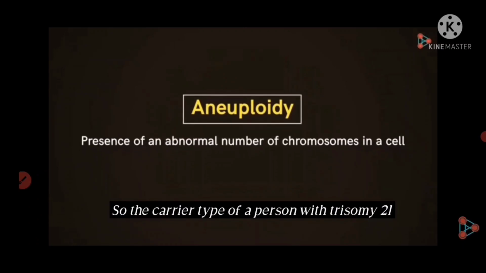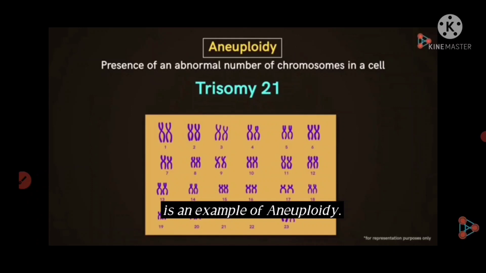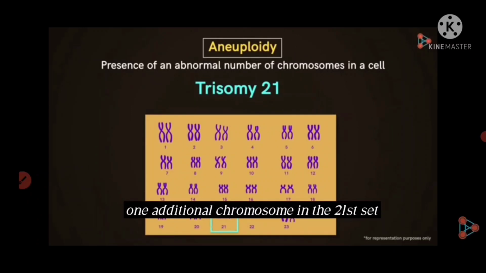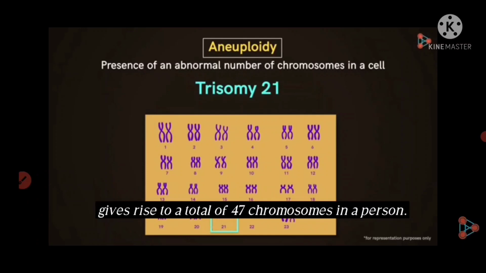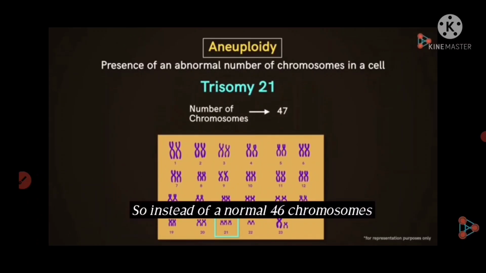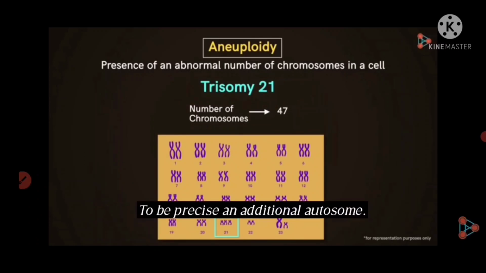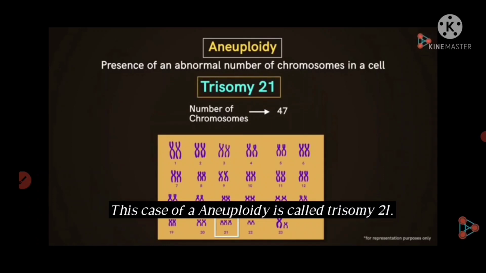So the karyotype of a person with trisomy 21 is an example of aneuploidy. The presence of one additional chromosome in the 21st set gives rise to a total of 47 chromosomes in a person. So instead of a normal 46 chromosomes, this person has an additional chromosome. To be precise, an additional autosome. This case of aneuploidy is called trisomy 21.